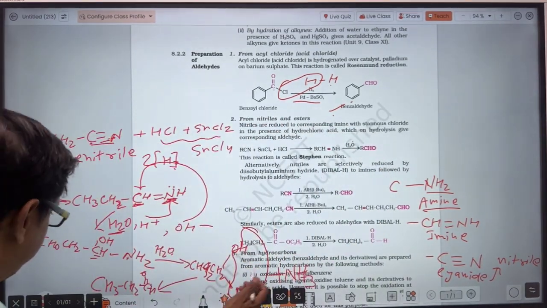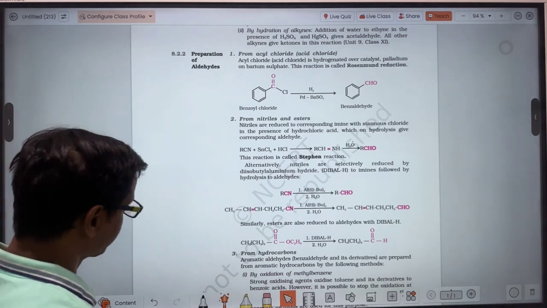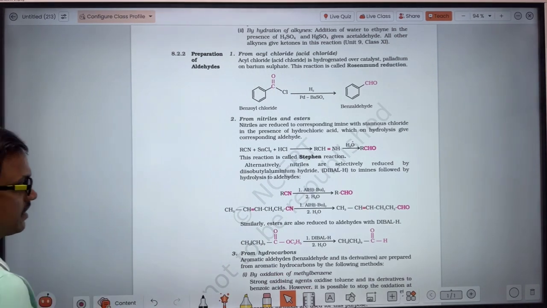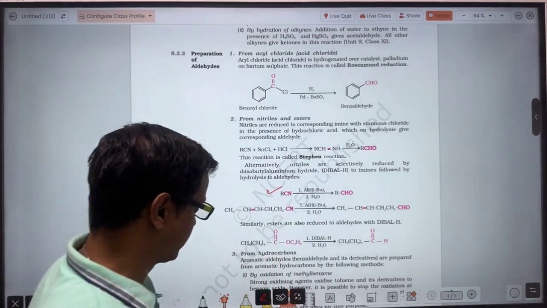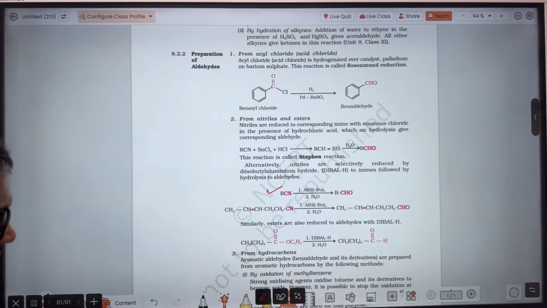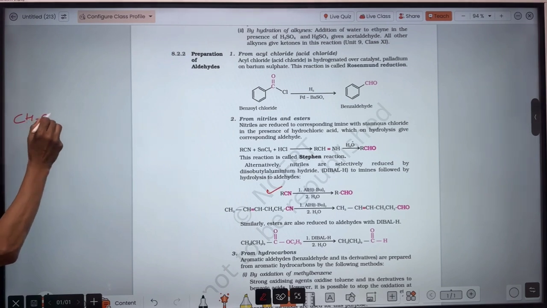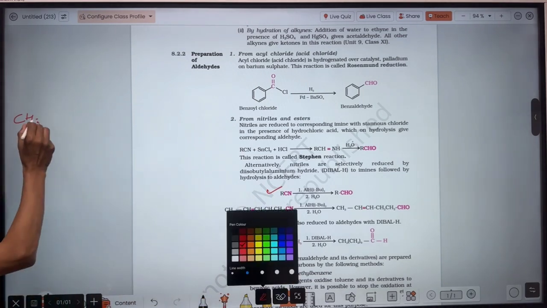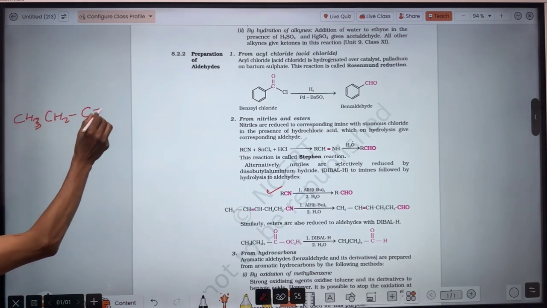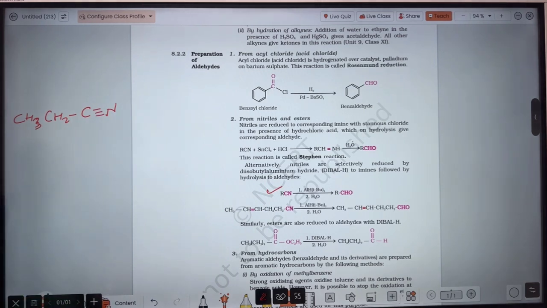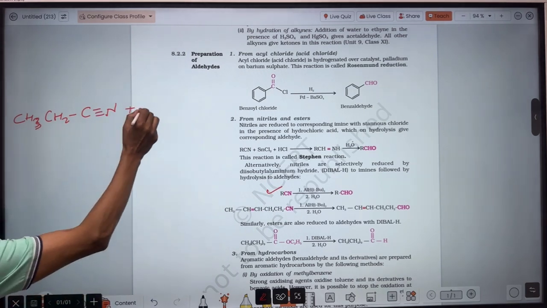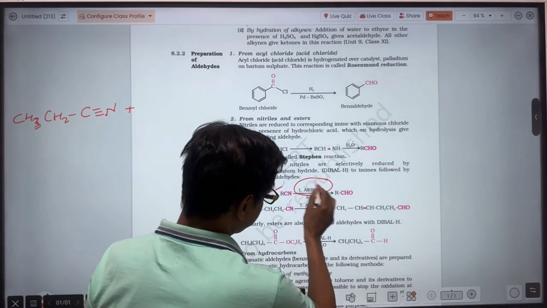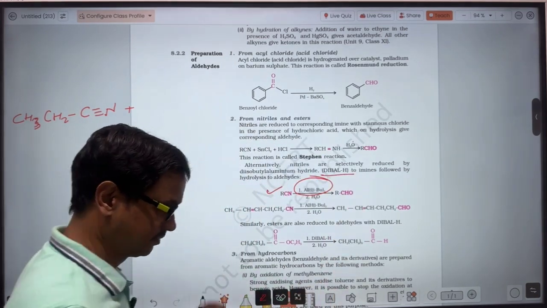Next one here, this reaction is also similar to that of a Stephen reaction, but the reducing agent will be different. So what is here? Suppose this compound, this nitrile, will be treated with diisobutyl aluminum hydride, or DiBAL.